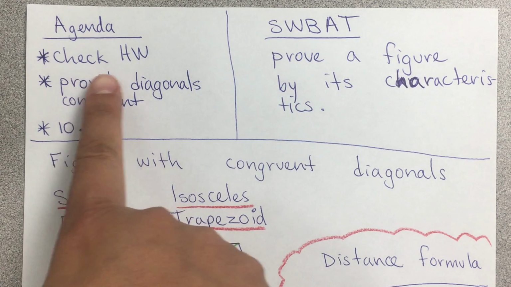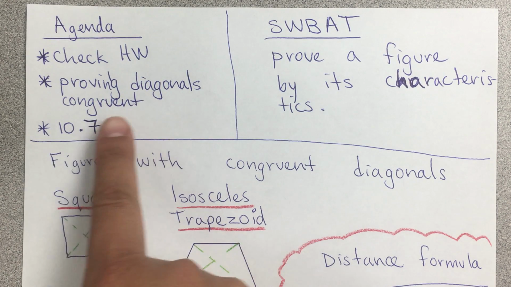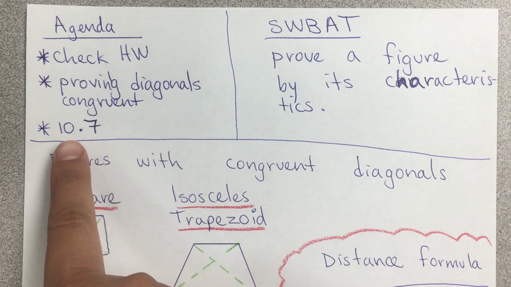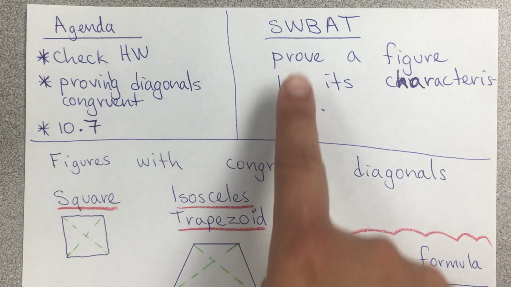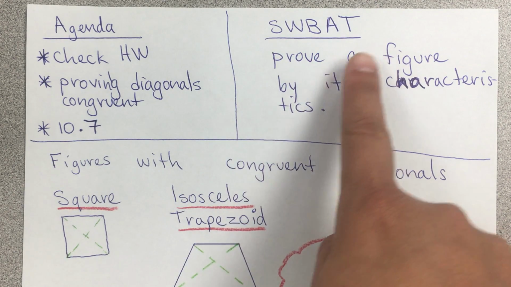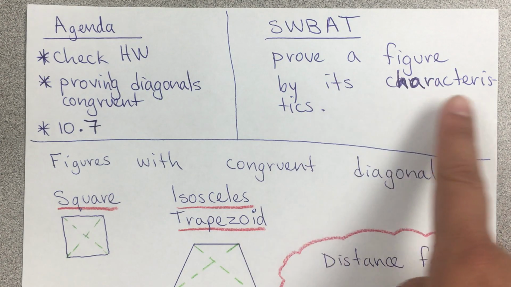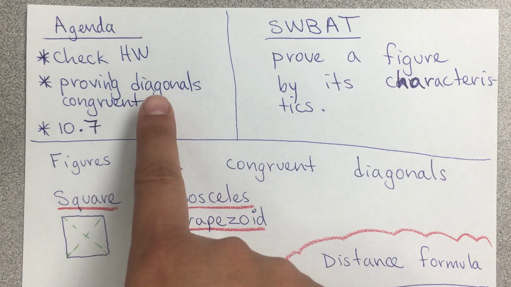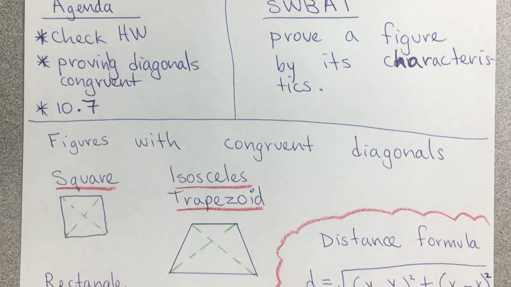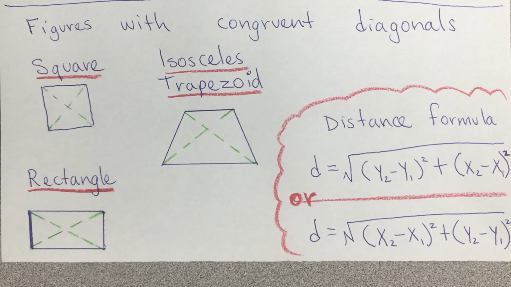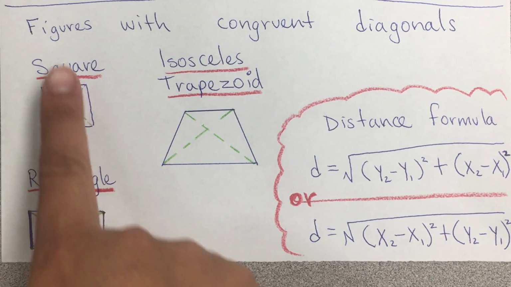Students, today's agenda is to check homework. We'll be proving diagonals congruent, and you will be able to work on 10.7. Today, students will be able to prove a figure by its characteristics, and again, it's going to be in relation to the diagonals. This is the information that we will need for this lesson.